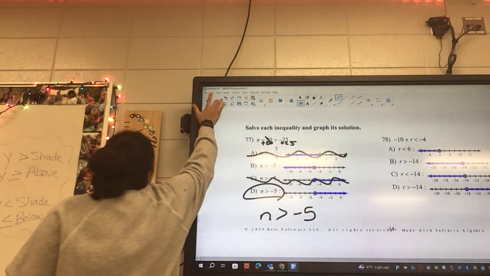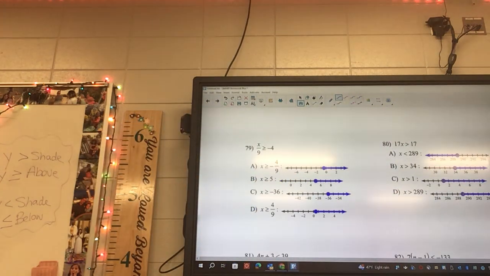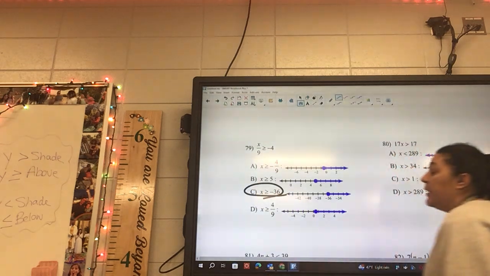Okay, 79, should it be open or closed? Closed. It should be closed, so can we cross out anything? No. Okay, what would be our step to do? Times both sides by 9. Okay, and so that's going to be a -36. -36, so C. -4 times 9 is -36.